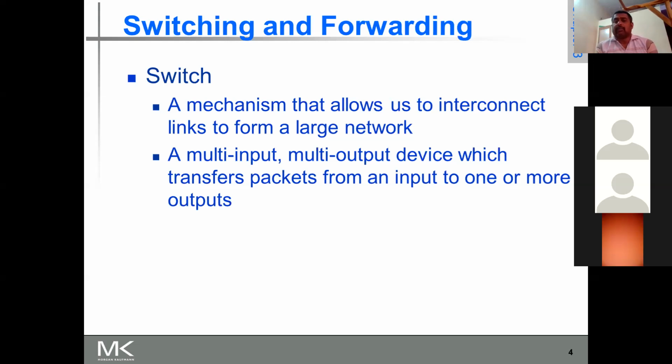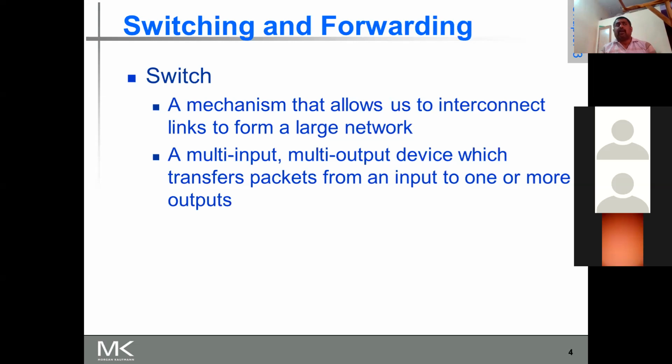Now, a mechanism that allows us to interconnect links to form a large network. That is a switch. Whatever is there, it will connect the two networks together. Imagine how capable your switch should be to connect that many systems. A multi-input, multi-output device which transfers packets from an input to one or more outputs. So this is very much important.